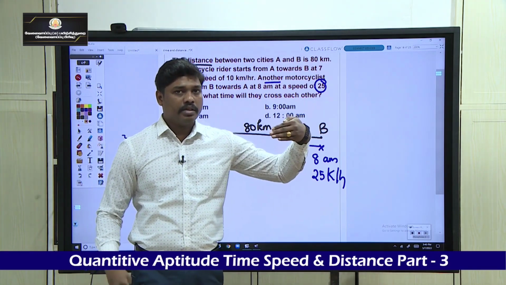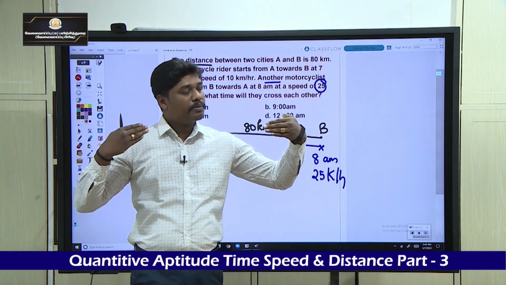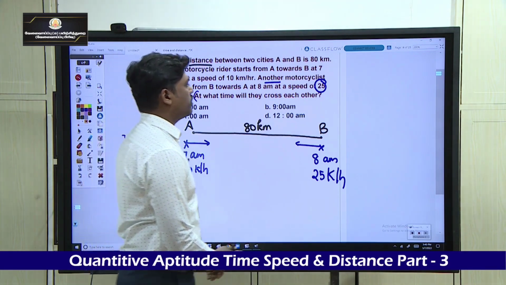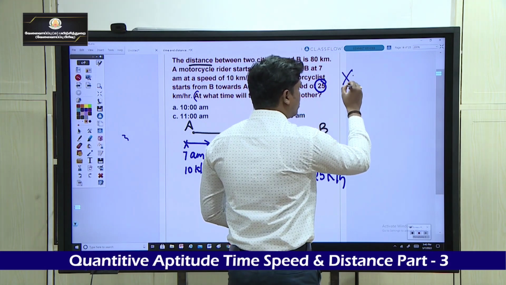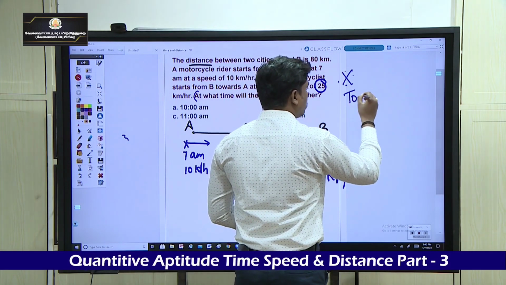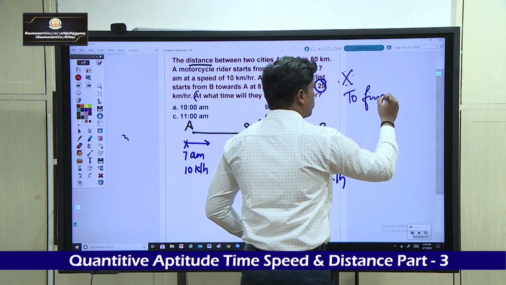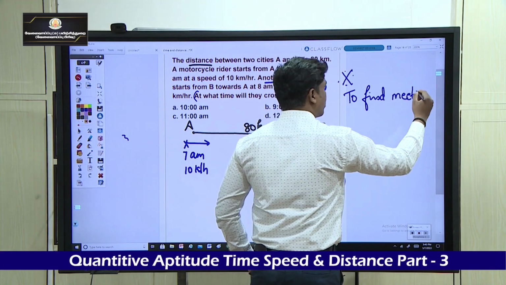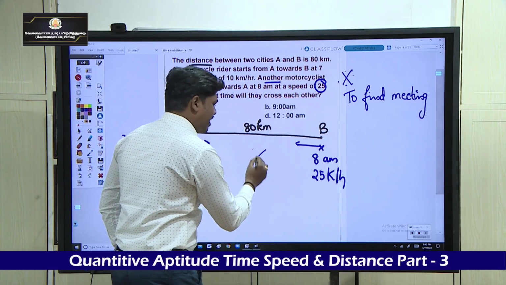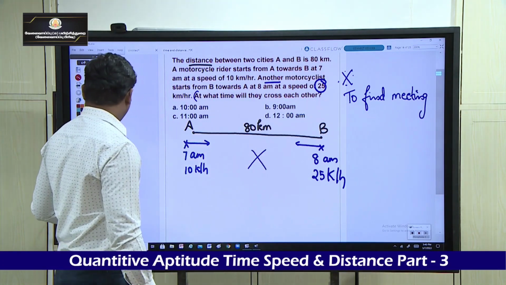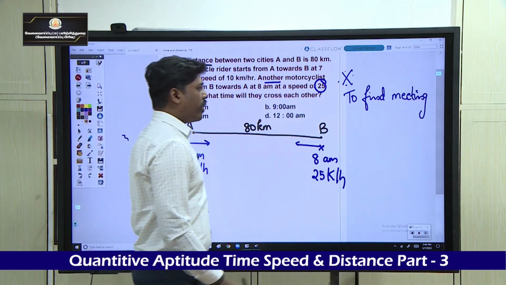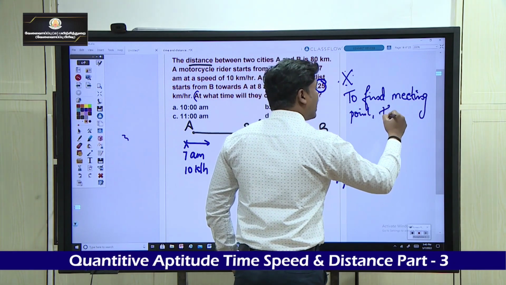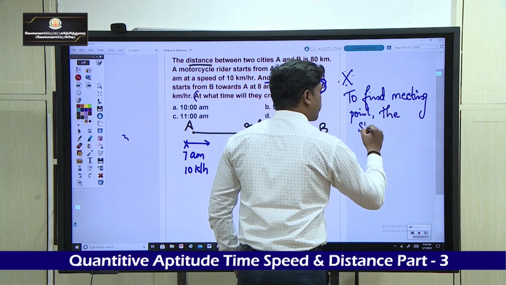A person starting here, another person here, they are moving at some speed. At what time will they cross each other? So, the main point here is, note it down: crossing each other is nothing but the meeting point. To find the meeting point or to cross each other, the starting time should be same.